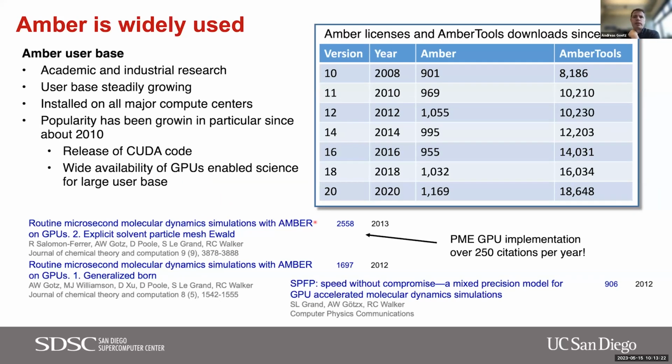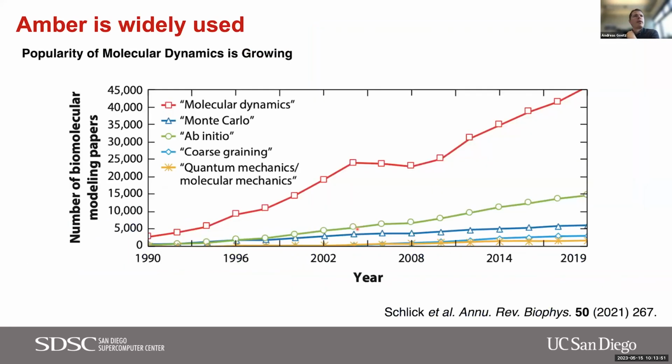And you can see this with the citations. So we published papers in 2012, 2013 about the implementations. And they gather around 250 citations per year. It's actually more per year because in the first few years, it took some time to pick up. So that means that every year, there's at least 250 research publications that come out that have been using that software package and the GPU implementation in particular.